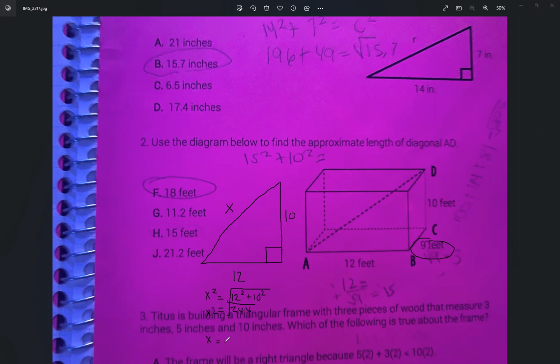You have a root button on your calculator. 15.62. 15.62 times 15.62. Yes. Okay, so this is about 15.62, and then multiply that by 9 and see what you get. No, that doesn't make sense.